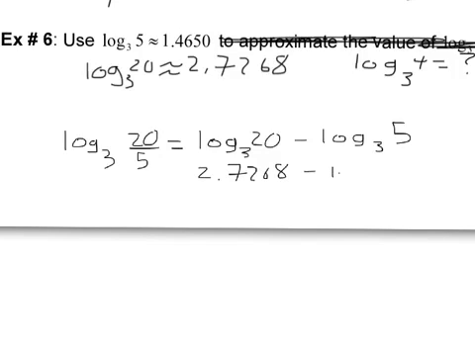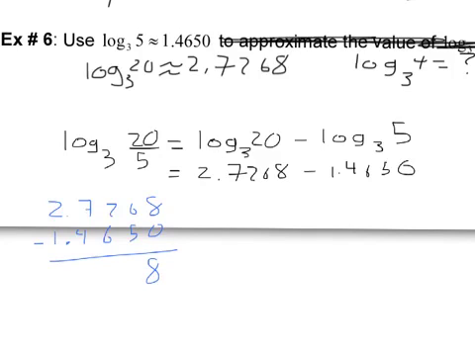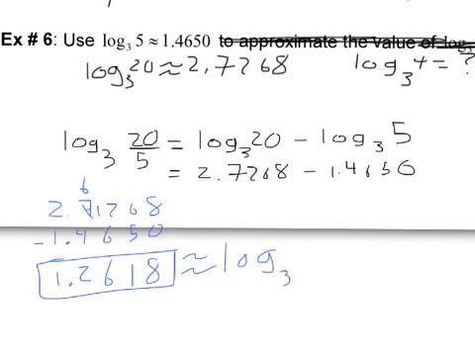And now all we have to do is do 2.7268 minus 1.4650. I like doing those on top of each other. It just makes it easier for me. 2.7268 minus 1.4650. Let's subtract: 8 minus 0 is 8. 6 minus 5 is 1. 2 minus 6, we got to borrow. 12 minus 6 is 6. 6 minus 4 is 2. 1.2618. That's my answer. This is approximately equal to log base 3 of 4.